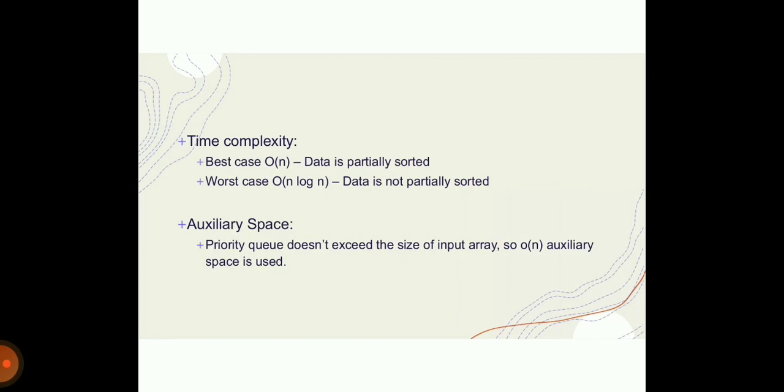The time complexity in the best case will be order of n. When data is already sorted or partially sorted, we will not require that many comparisons. But in the worst case we will require n log n time in building the heap, and the auxiliary space taken by the priority queue will be order of n.